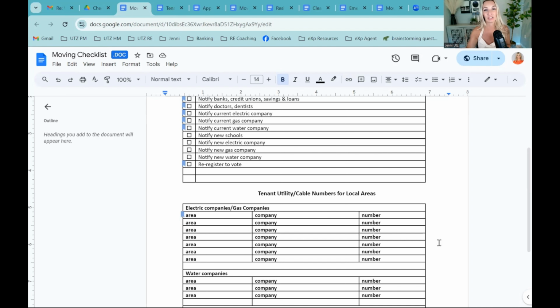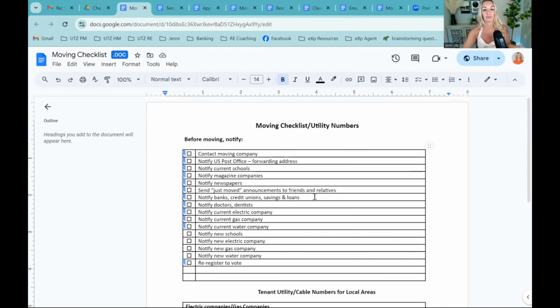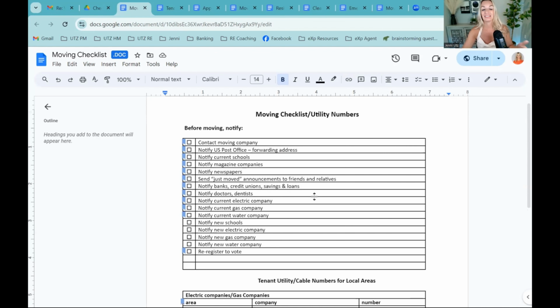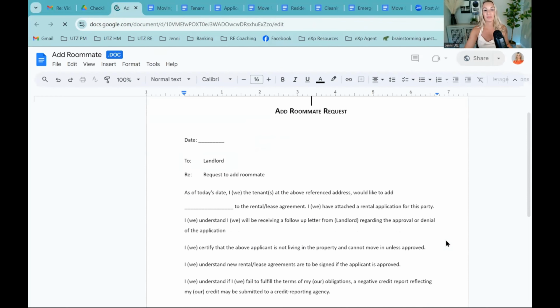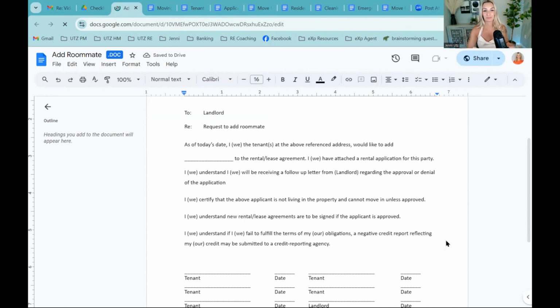I want to give as much information as possible so that they can make an educated decision. This gives them the information to be able to quickly and easily contact who they need in order to make this transition very easy. Once again, we'll also talk to them about if they want to add a roommate. This is the request to add a roommate. We will then put them through the same screening process that we put everyone else through.